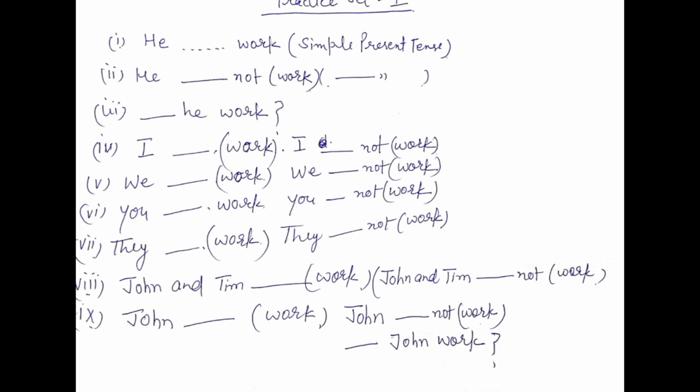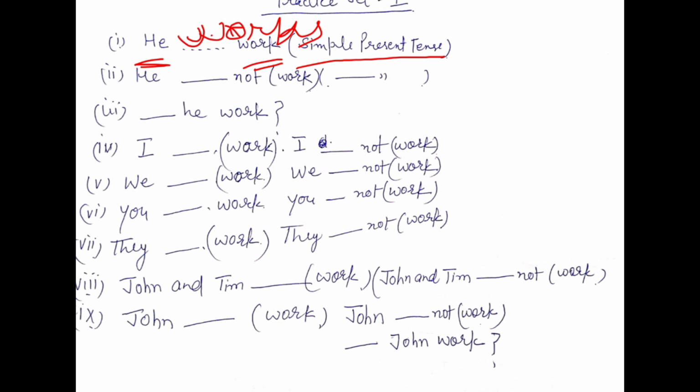The first sentence is written in this way: he dash work, and direction is given that you have to use simple present tense. He is a third person singular and main verb is given, work, and you come to know that whenever you have a positive sentence, then with third person singular you have to use s or es with the main verb. So your sentence is written in this way: he works.